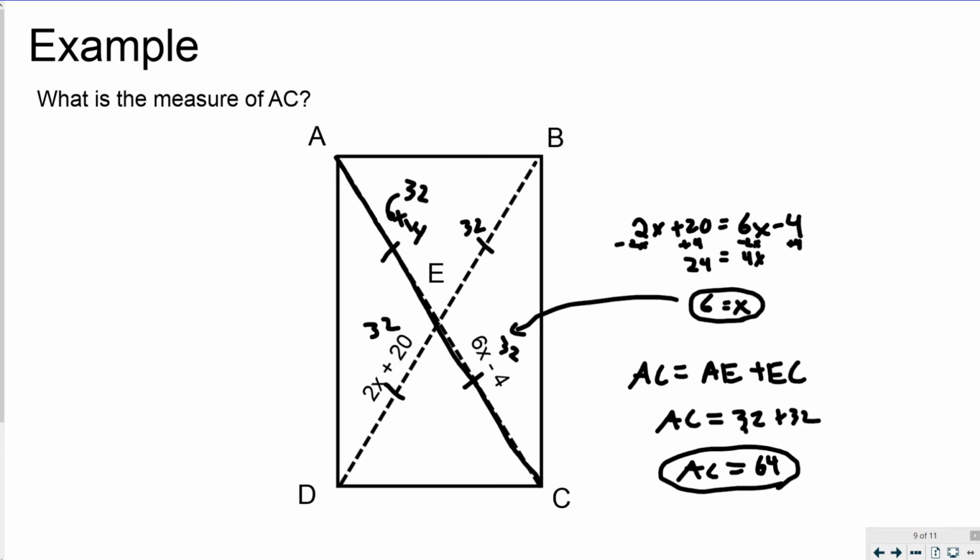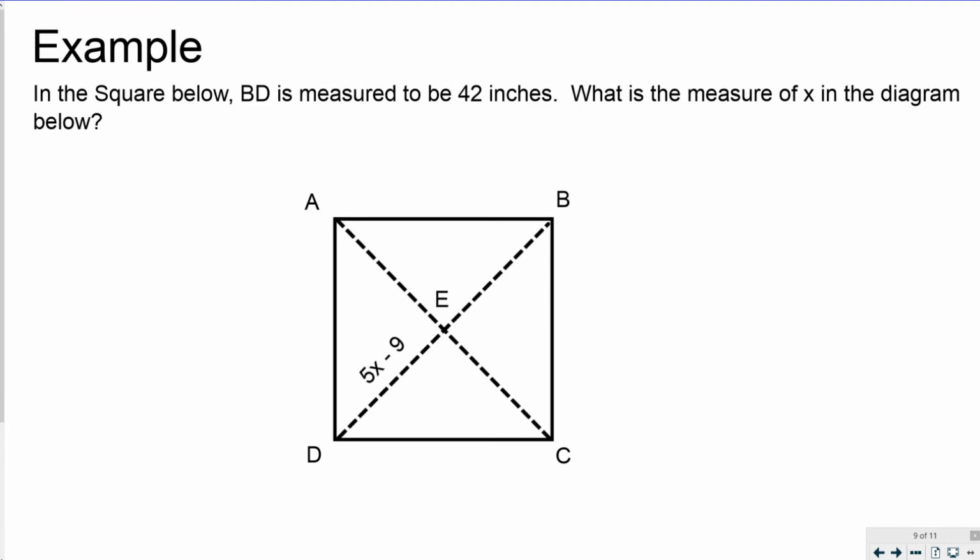All right, continuing. In the square below, BD is measured to be 42 inches. So B to D is 42. What is the measure of X in the diagram below?